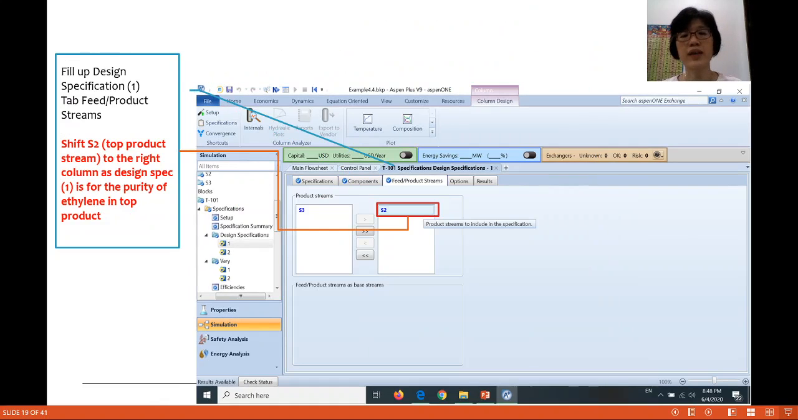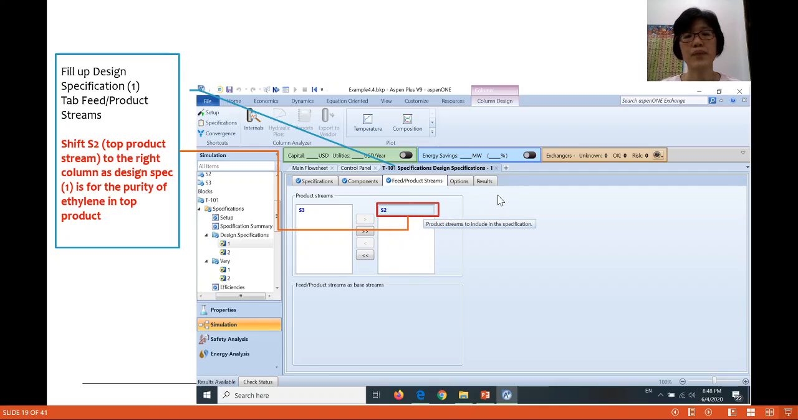So moving forward, we have the third tab here for specification 1. Okay. So you have to tell the system which stream our target is for. So this is for the distillate. Okay, distillate, because it is the ethylene purity in the distillate. So we have to choose S2 and shift S2 to the right.